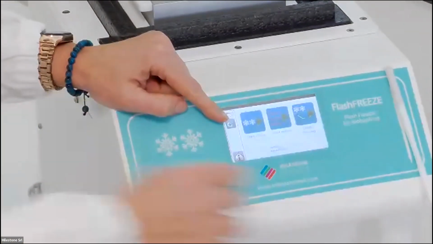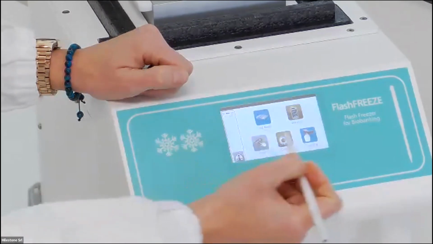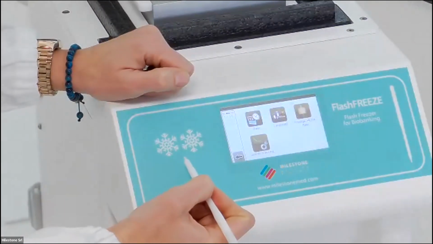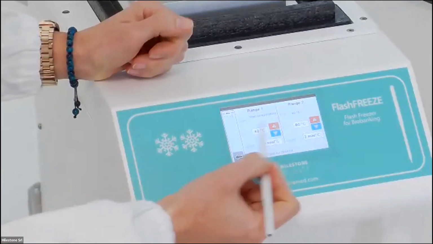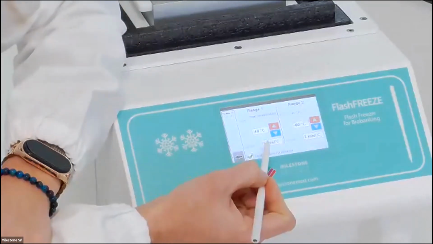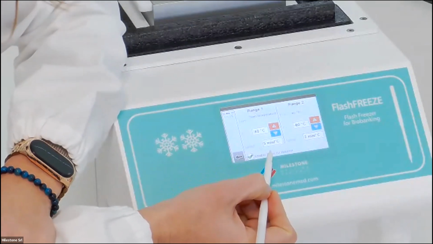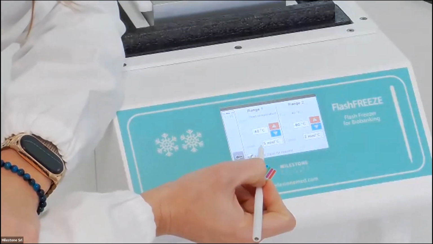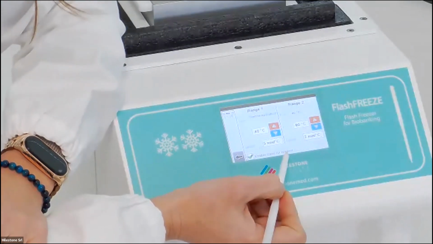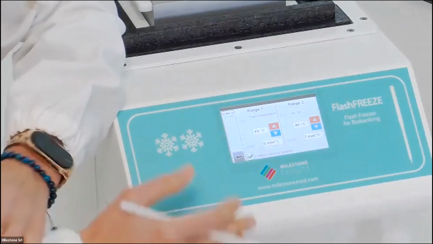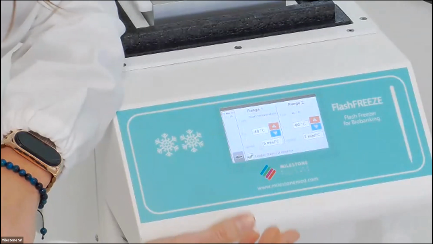Okay, so when we enter the settings page and we open the settings for the gentle freezing, as you can see, we can set up the speed that we prefer to freeze the sample. So we can decide to set up a specific profile for one lab and another profile for another lab, or two different profiles in the same lab for different samples.